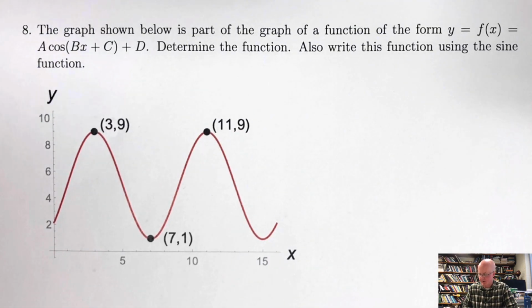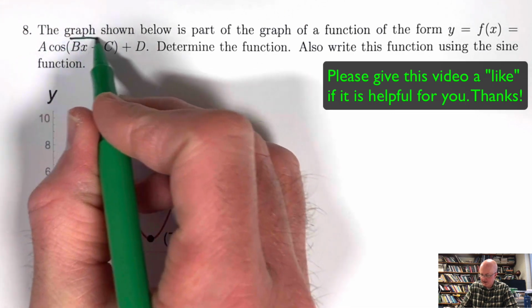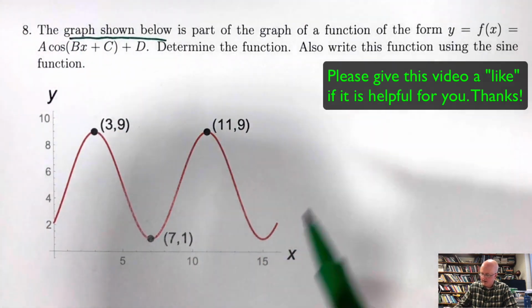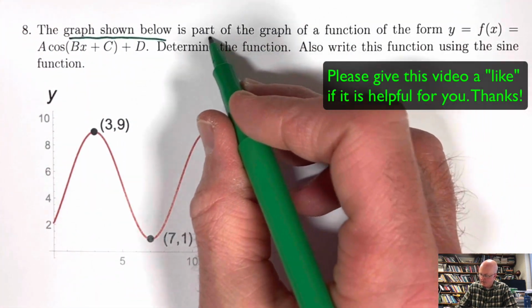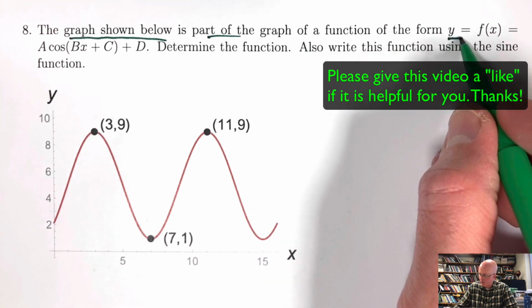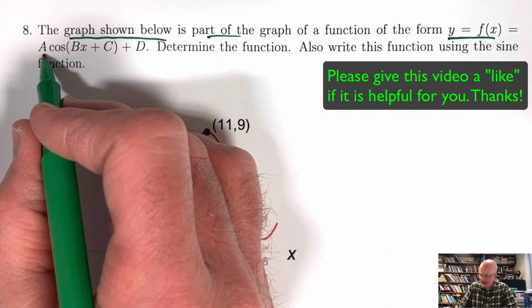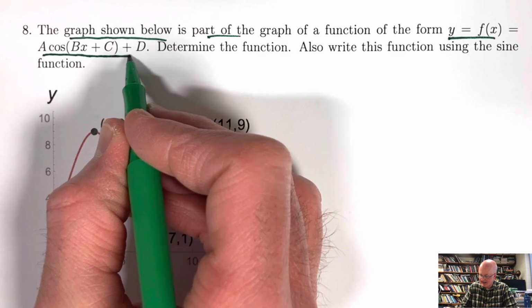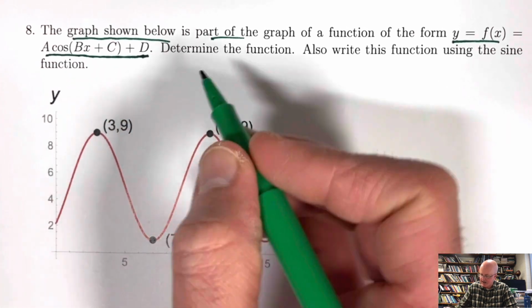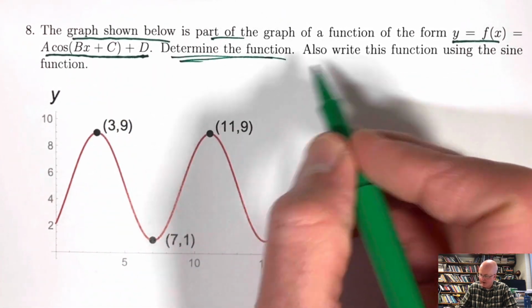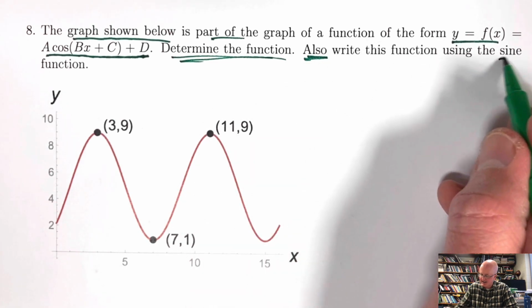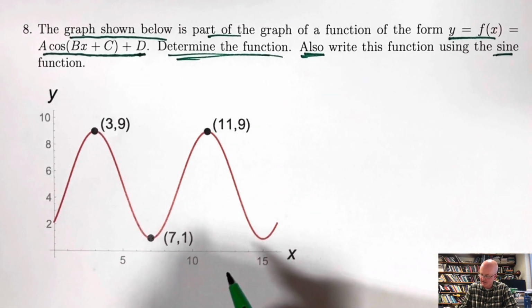Number 8 is the reverse kind of problem. We're given a graph that you see here. It's a part of the graph of a function of the form y equals f of x equals a cosine of bx plus c plus d. Determine the function, and also write this function using the sine instead of the cosine.